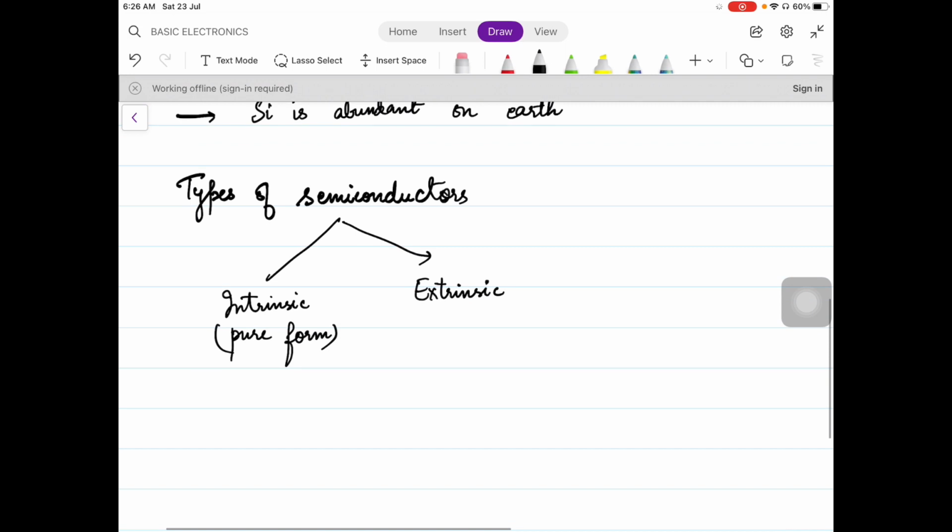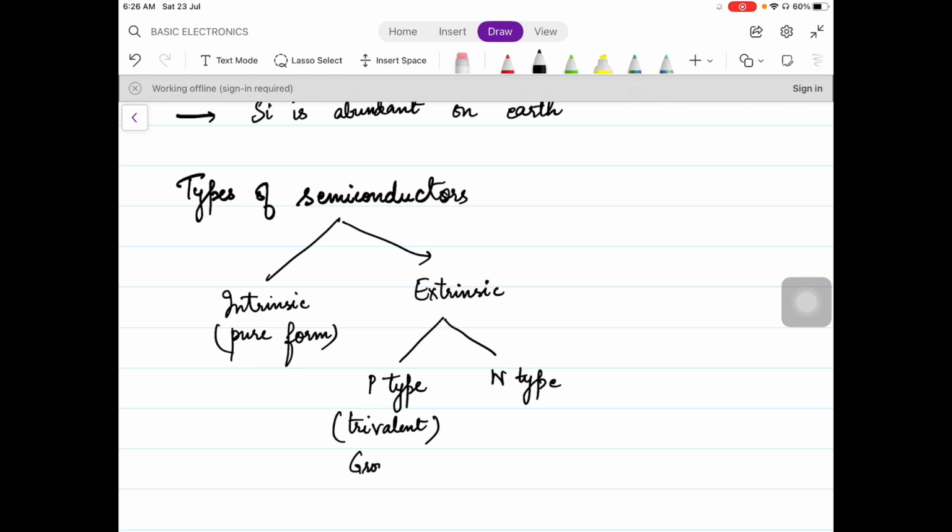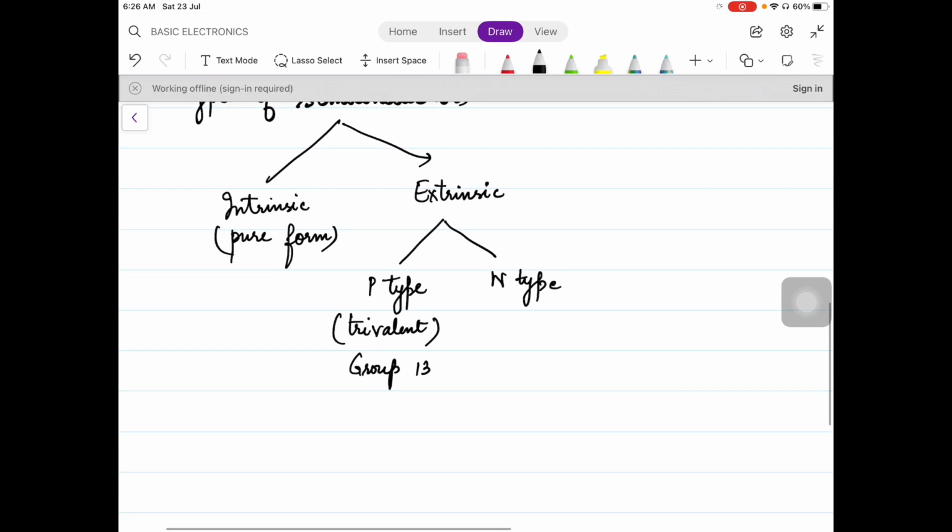Depending upon the type of impurity that you are adding, the extrinsic semiconductor is further of two types, that is p-type and n-type, where p and n do not have any full form. P-type semiconductor is formed when you add trivalent impurity to a pure semiconductor. Trivalent means having 3 valence electrons, which are group 13 elements. Examples of group 13 elements are indium and boron. These can be added as impurity to a pure semiconductor. For n-type semiconductor, you add pentavalent impurity.